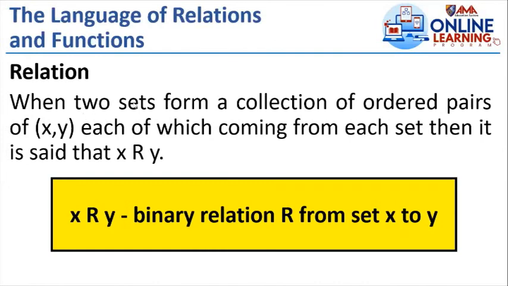So relation: when two sets form a collection of ordered pairs x, y, each of which comes from each set, then it is said that x has a relation with y. Or x R y, a binary relation from set x to y. So there is a relationship between our x and y.